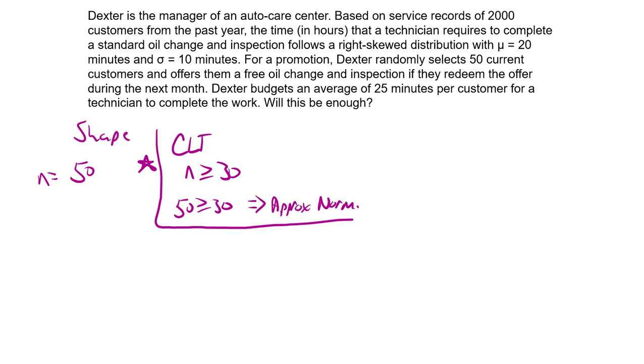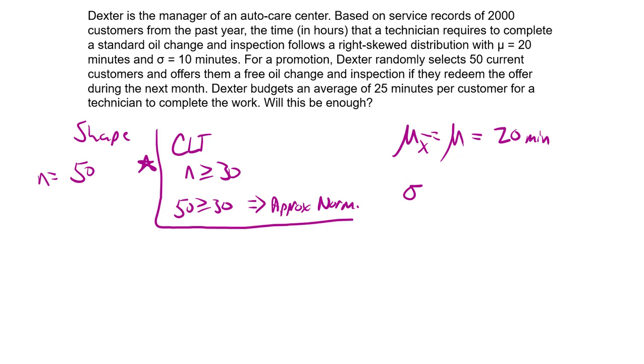So let's talk about the mean and standard deviation of the sampling distribution of our X bar. Since we have 50, let's find our mean and our standard deviation for that. Well, the mean of our X bar should equal the mean of the overall population. In this case our mean value was 20 minutes, therefore our sample mean should be 20 minutes as well.